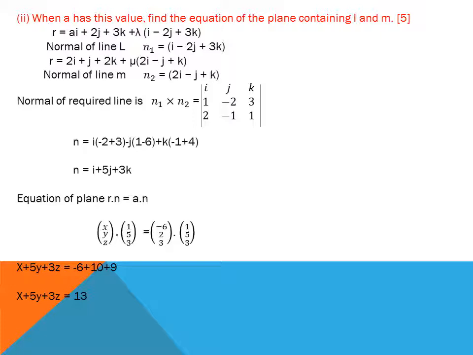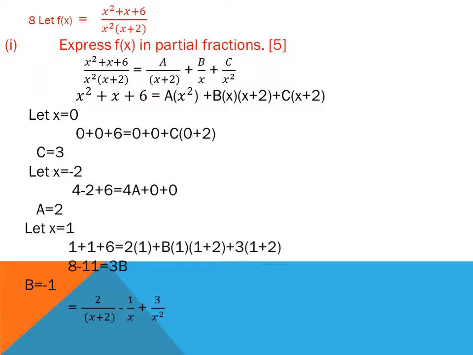The equation of the plane is r dot n equal to a dot n. There are 2 points here, and we can use any point A, the point of line L or the point of line M. So (x, y, z) dot n, which is (1, 5, 3) as I found by the cross product method, is equal to (-6, 2, 3) dot (1, 5, 3), using the point of line L and the direction of the plane. Finally I find the equation x plus 5y plus 3z is equal to 30.